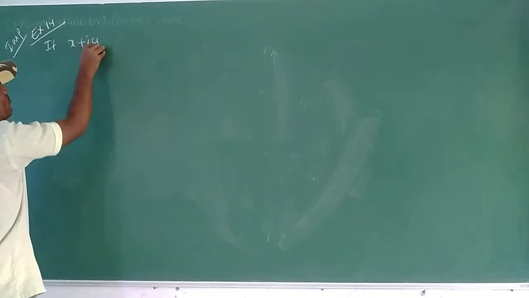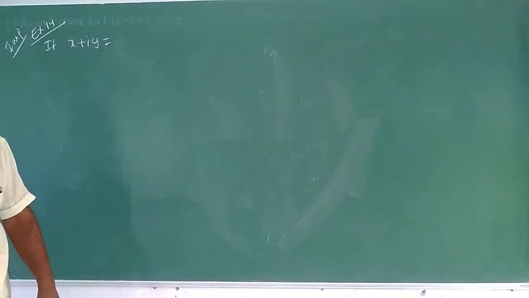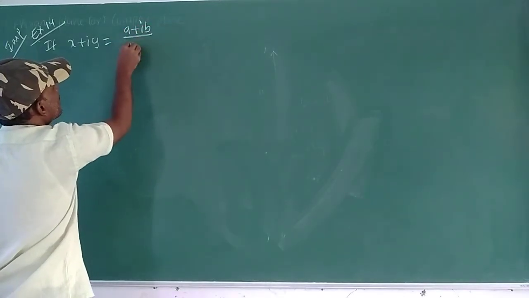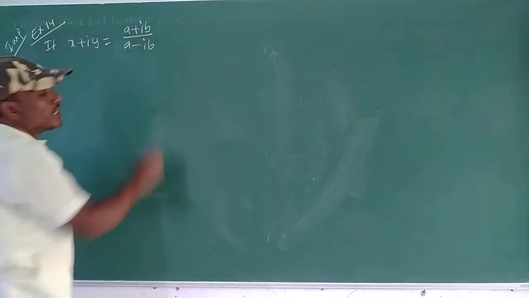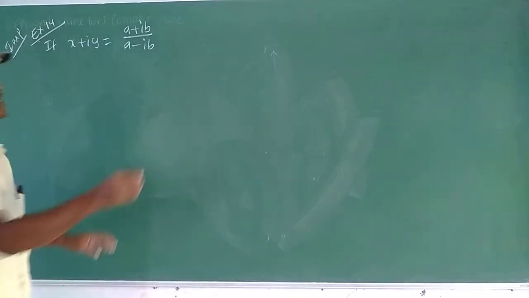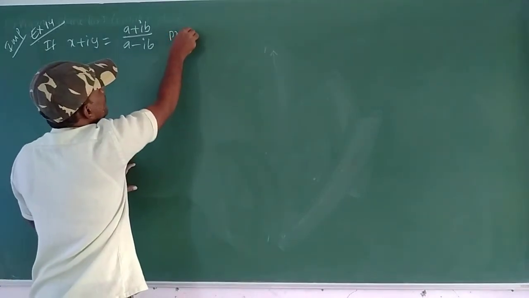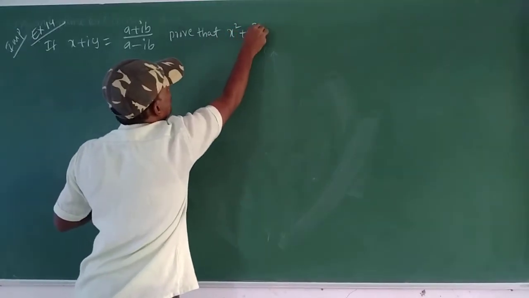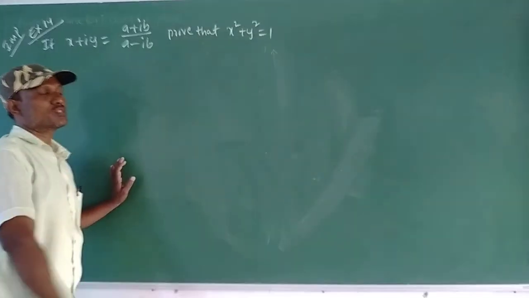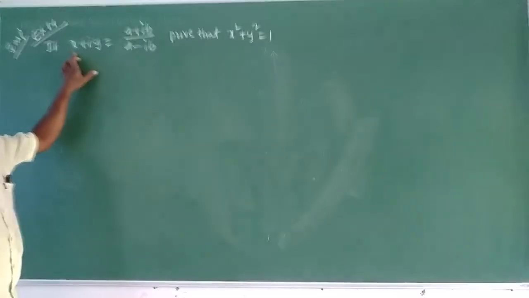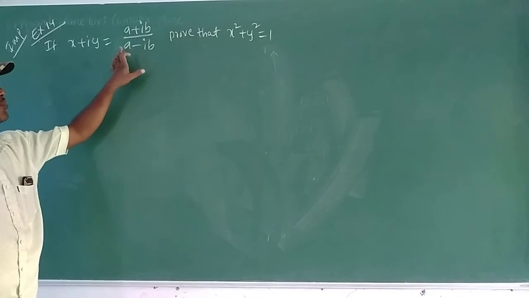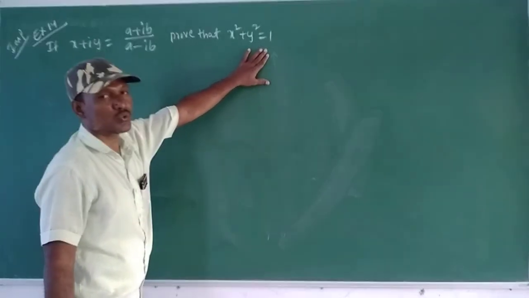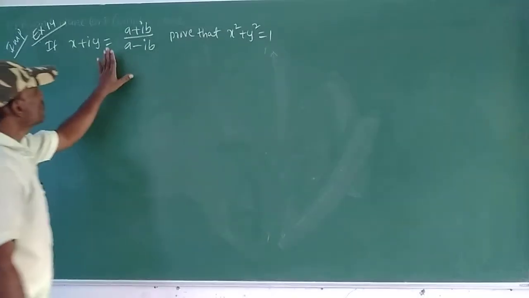If x plus iy equals (a plus ib) by (a minus ib), prove that x square plus y square equals 1. Okay, x plus iy equals (a plus ib) by (a minus ib). Prove that x square plus y square equals 1. This is the given question.